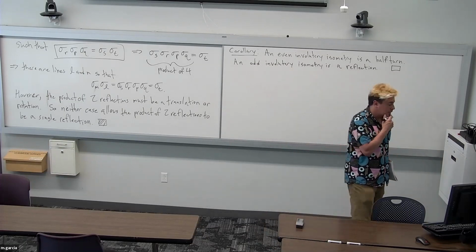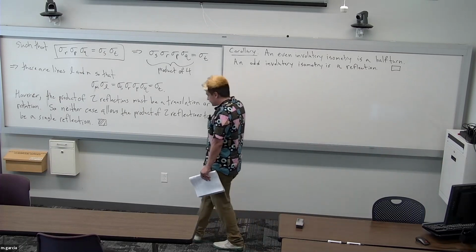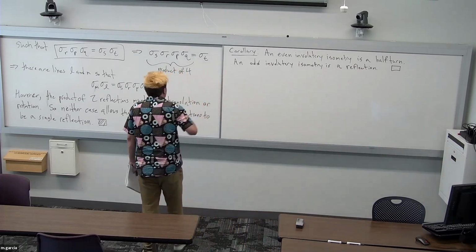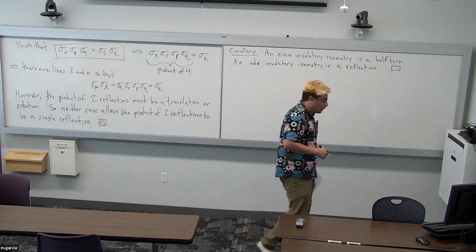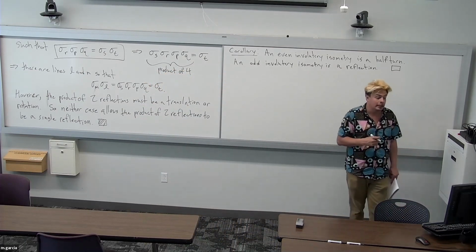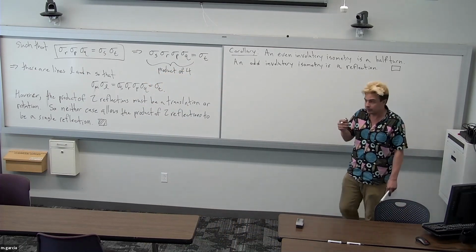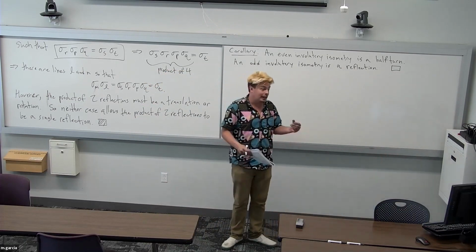So, this corollary just follows from the theorem that we just proved and the fact that we classified all the involutory isometries and know that they're only half-turns and reflections. Furthermore, we know the structure of half-turns and reflections.